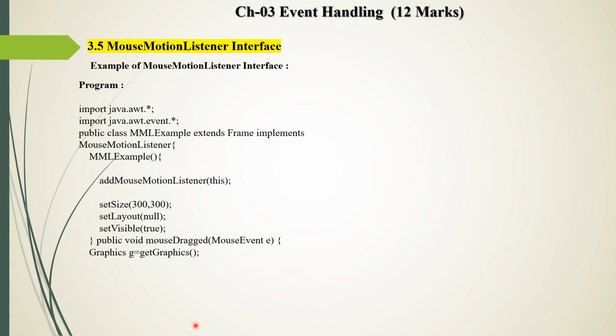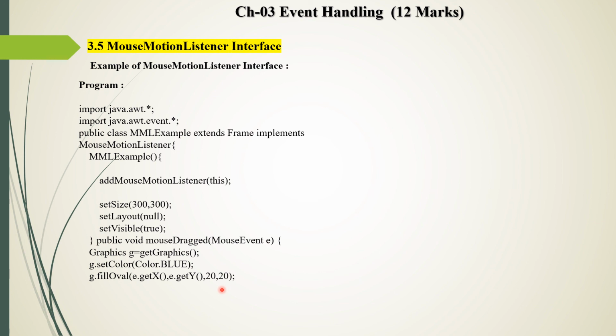Here we create one object of the Graphics class, getGraphics is the method. Then we set the color blue, and then fillOval. fillOval is the method used to draw an oval. First e.getX and e.getY. So these are the two methods used to get the mouse pointer position, and 20 is the width and 20 is the height of our pointer.